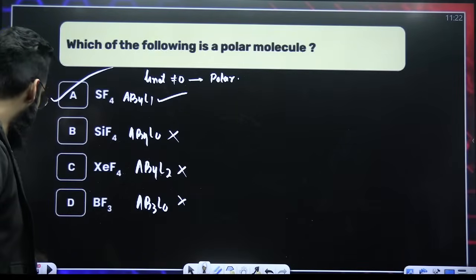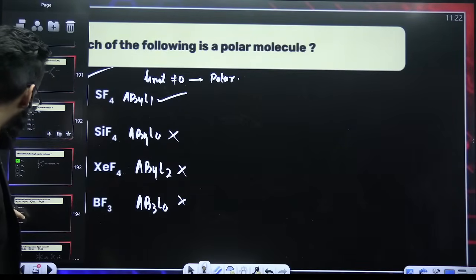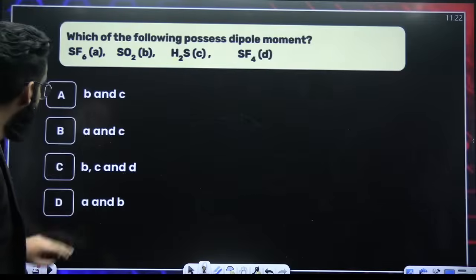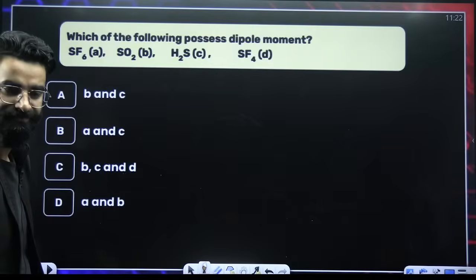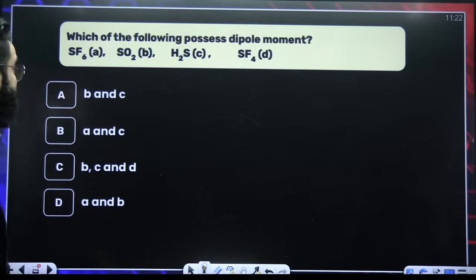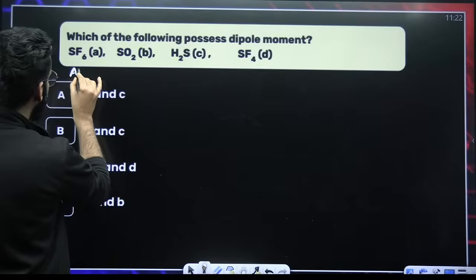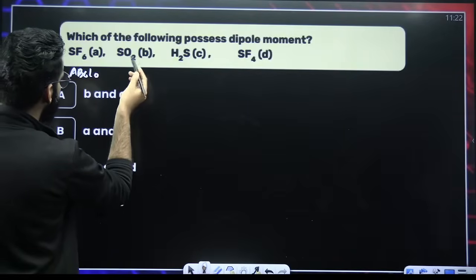Moving ahead. Tell me the answer of this question quickly. Which of the following possesses the dipole moment? Type of this molecule. AB6L0. This one.